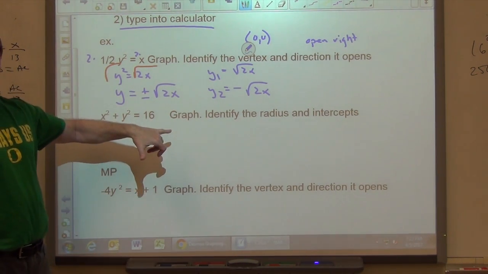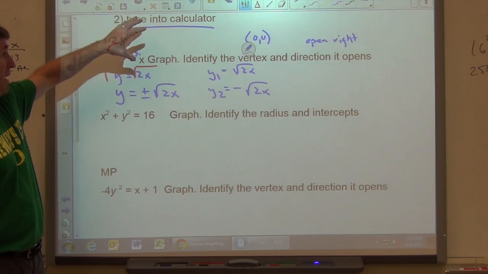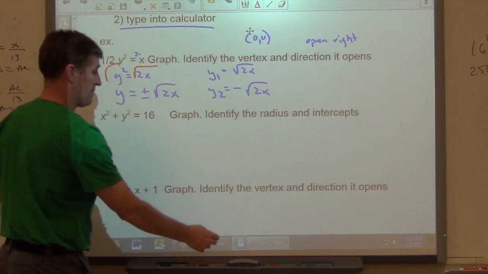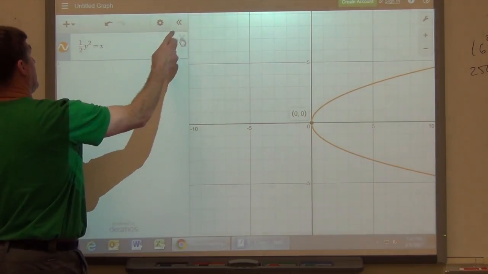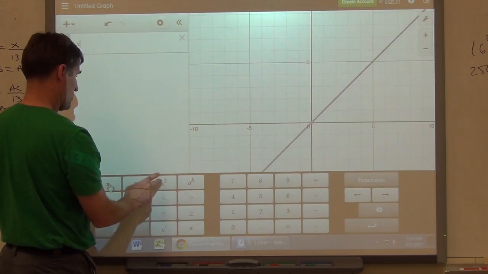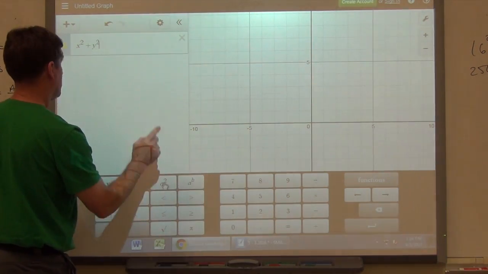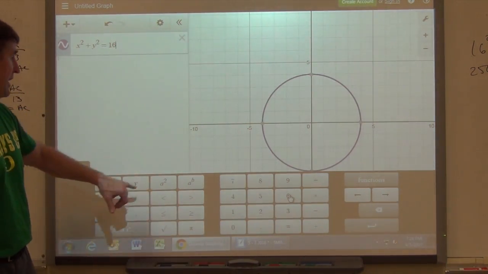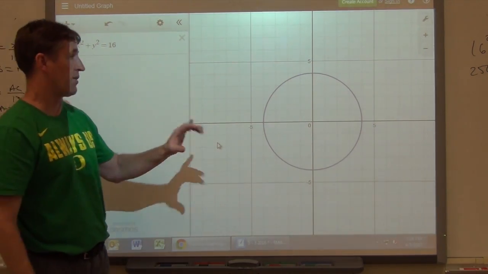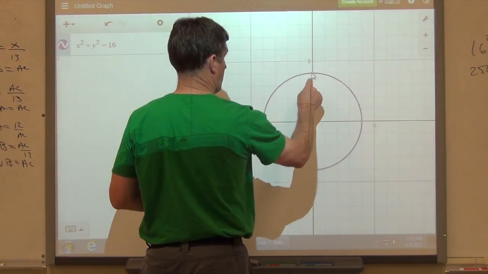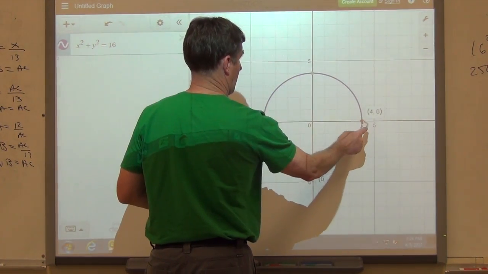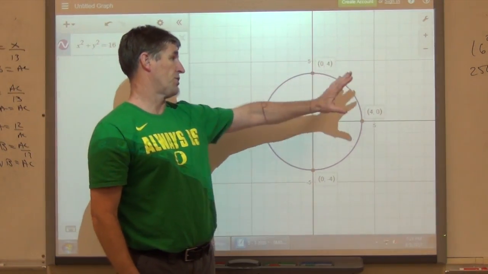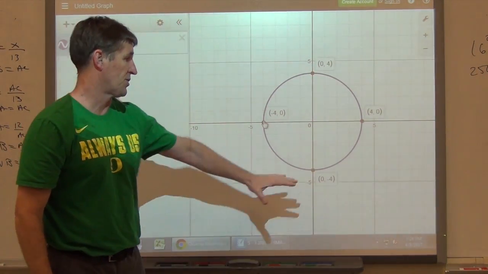This is a circle. Okay, we're going to graph both parabolas and circles. And again, because it's the Desmos, we can just type that in. So you can just type in x squared plus y squared equals 16. And you get your circle. And then all they're asking you to do is to tell the intercepts. Well, the intercepts are where it crosses the y-axis and where it crosses the x-axis. So you can get all of those. They would be -4, 0, 0, 4, 4, 0, and 0, -4.